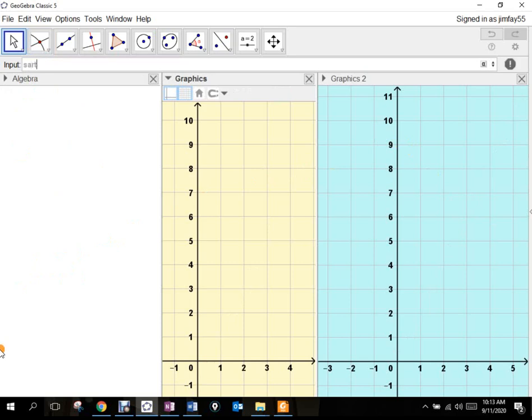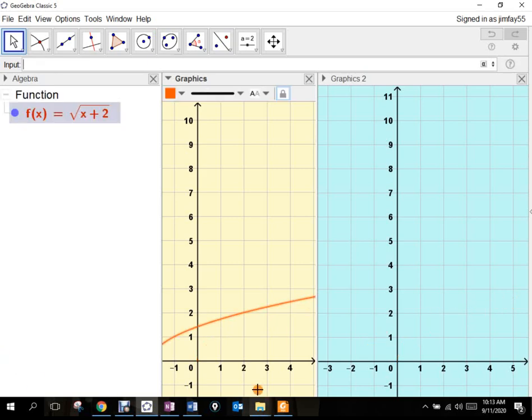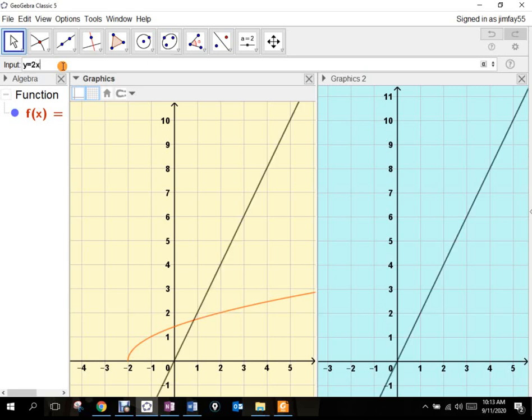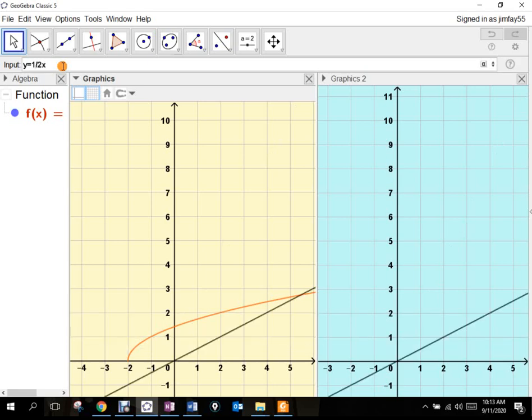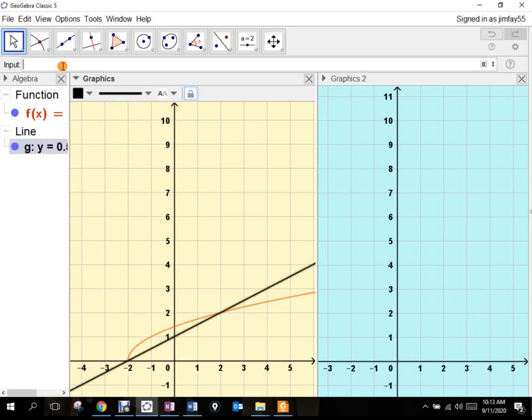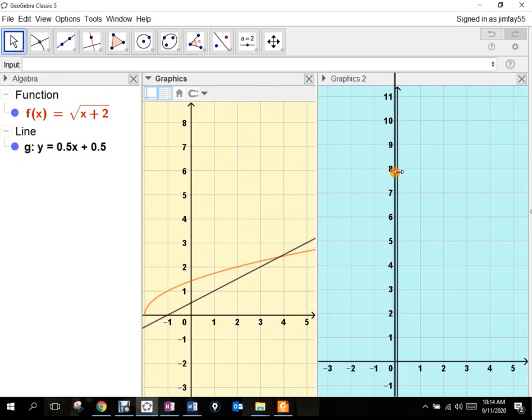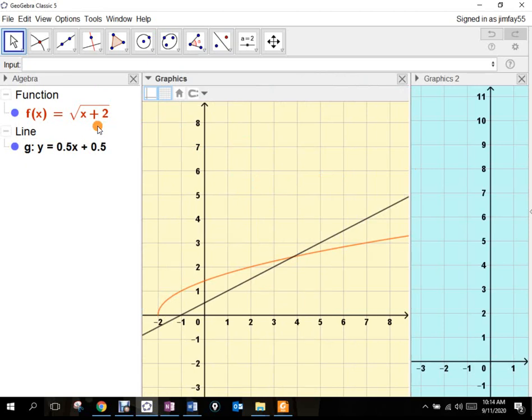If I have, let's say, square root of x plus 2, okay? If I've got that, and let's go y equals 1 half x plus 1 half. Let's see what that looks like. All right, so we would have an equation here that would be root x plus 2 equals 0.5x plus 0.5. Does that make sense? Okay.